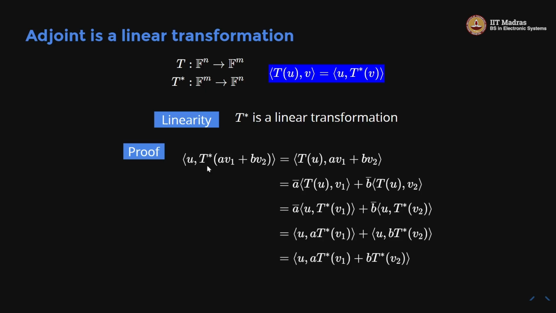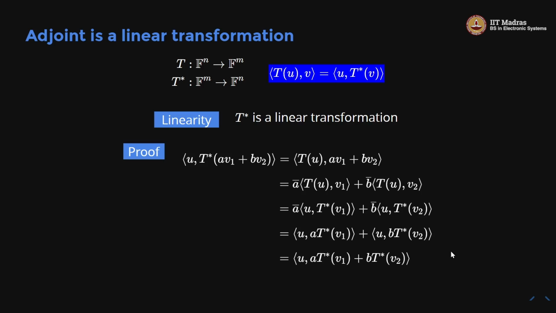Okay, so if you start with T star of aV1 plus bV2, for every U you end up with a T star of V1 plus b T star of V2. So this T star of aV1 plus bV2 has to be equal to a T star of V1 plus b T star of V2, and the proof is complete. Okay, so this part needs a little bit of a technical argument. We'll skip that. So these two are also equal.